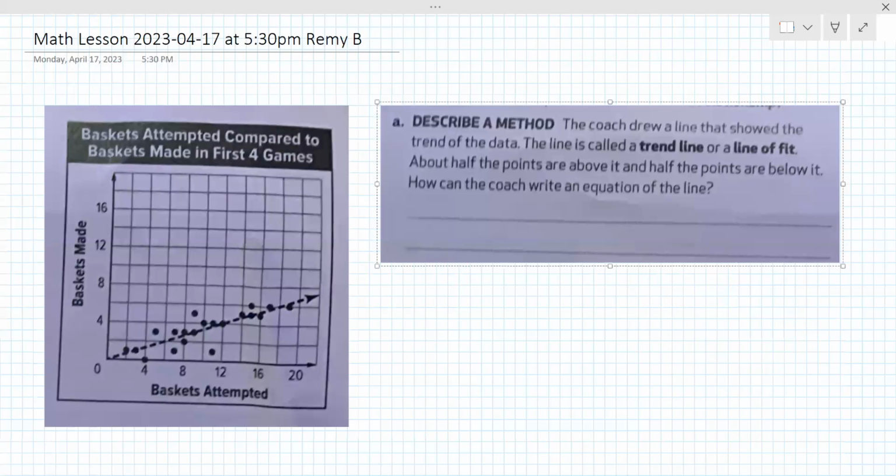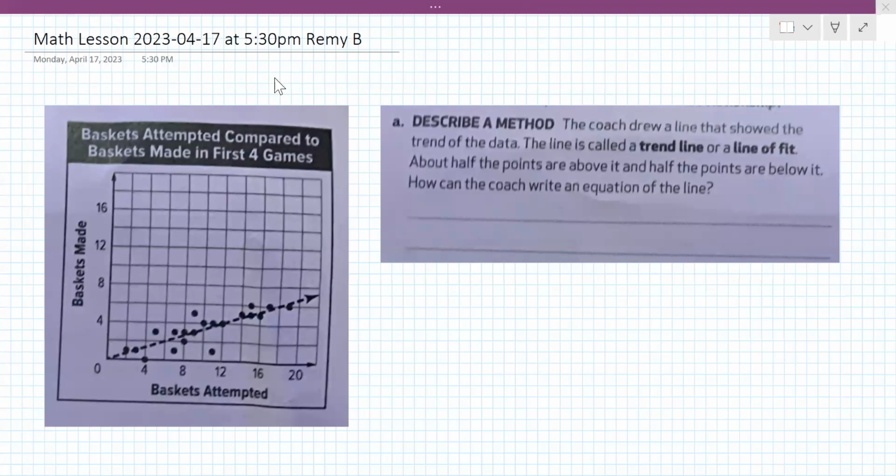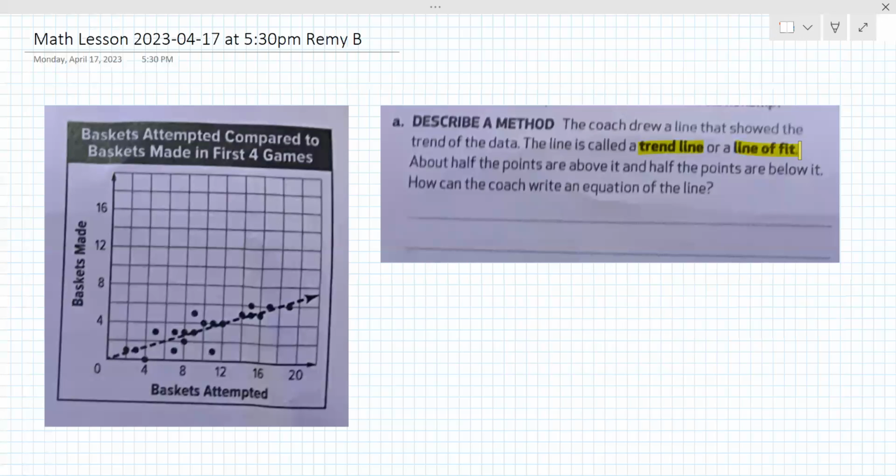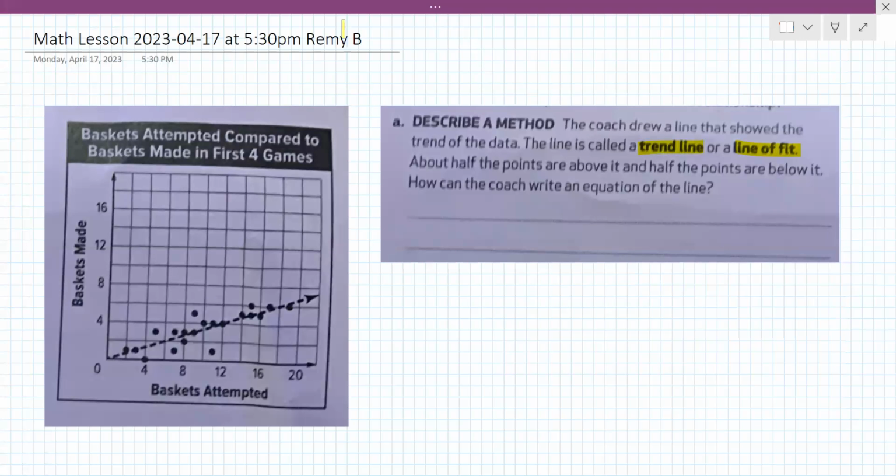All right. So the first question here is asking, describe a method. The coach drew a line that showed the trend of the data. The line is called a trend line or line of best fit. So that's some vocabulary you might want to have down.